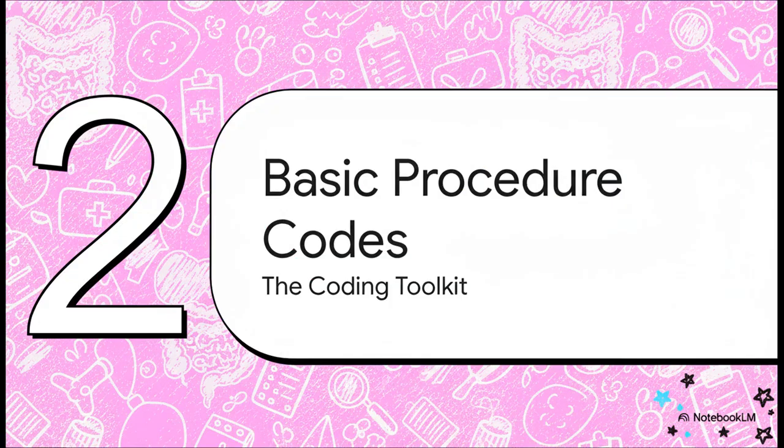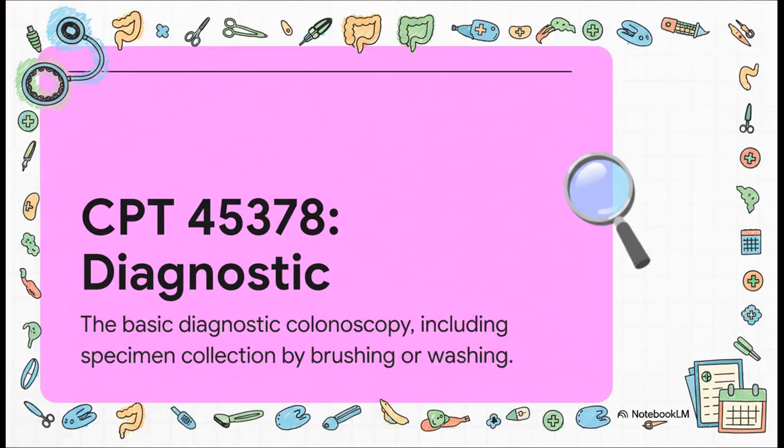Okay, now that we've made that crucial first decision, let's start building out our coding toolkit. We'll begin with the basic procedure codes, the real foundation for any diagnostic colonoscopy. And here it is, the cornerstone of diagnostic colonoscopy coding, CPT 45378. This is your go-to code for a basic, flexible diagnostic look-see. It's the starting point when the doctor is just exploring and maybe does some simple specimen collection like brushing or washing. Think of this as the base code that everything else gets built on.